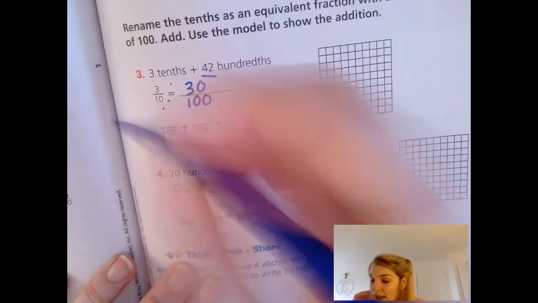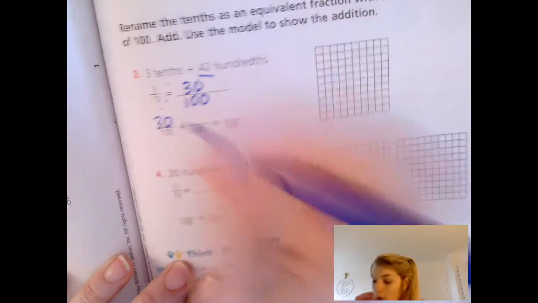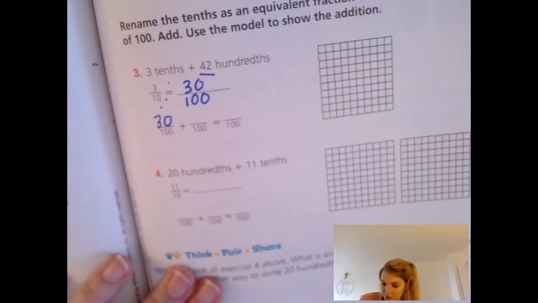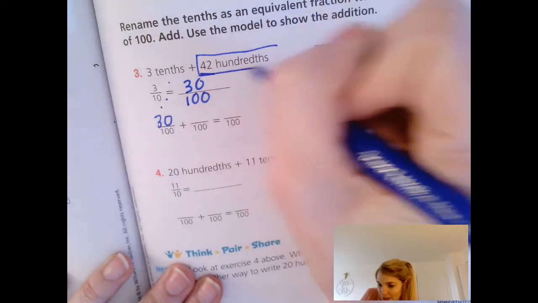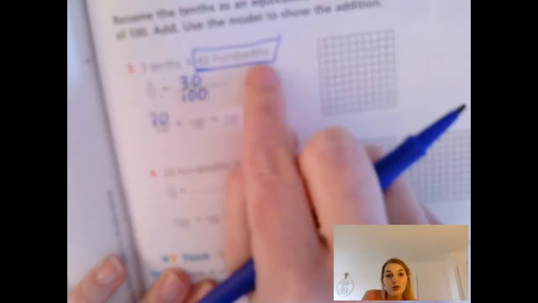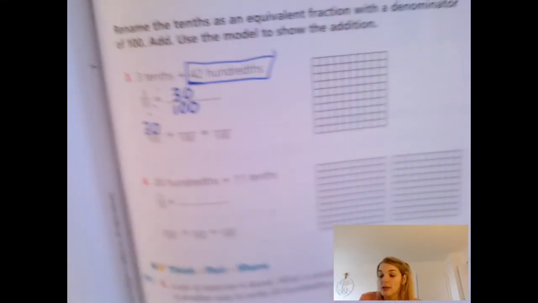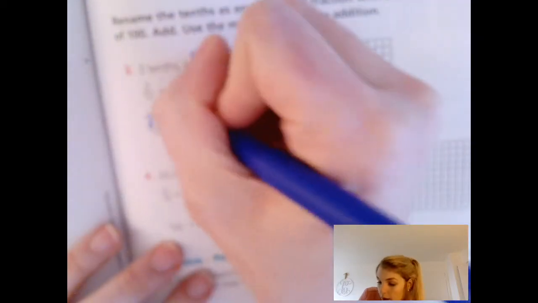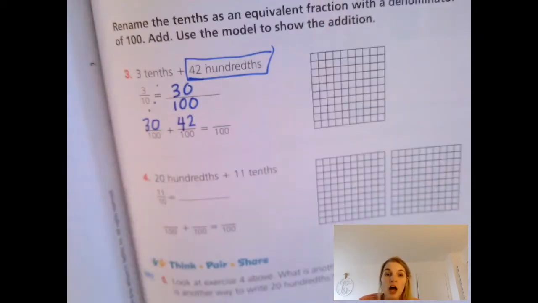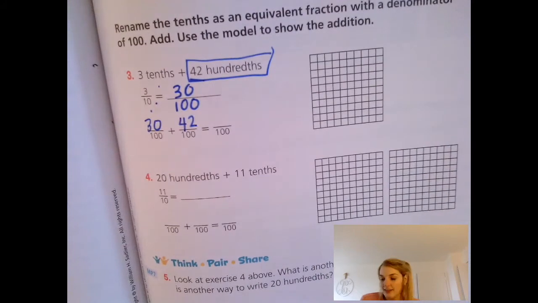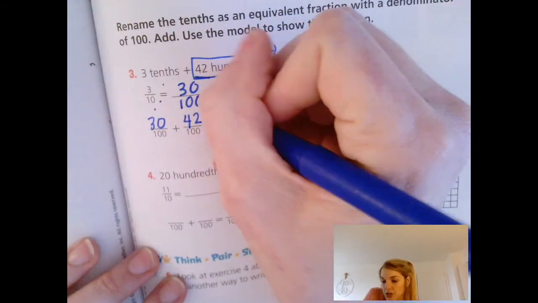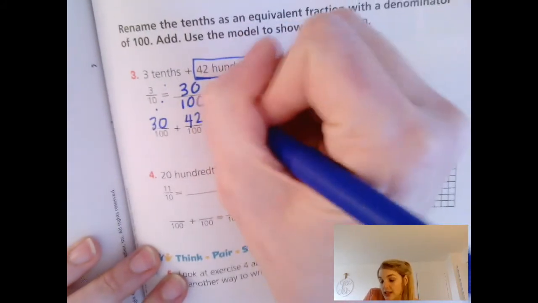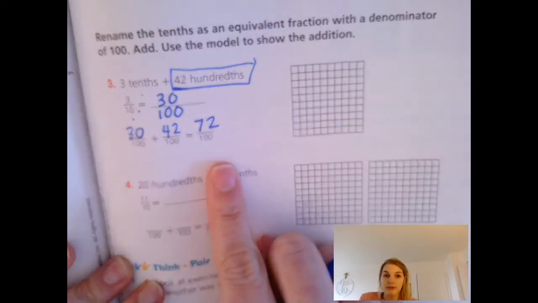So now that we have 30 100ths, we're going to add that to 42 hundredths. 42 pieces out of 100 in this whole piece. Now that the denominators are the same, we can add. So 30 plus 42 is 72 hundredths.